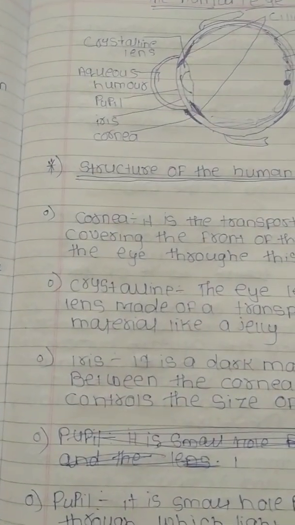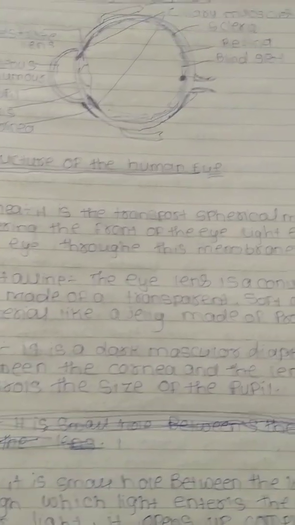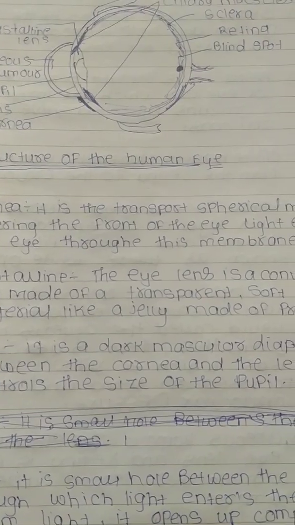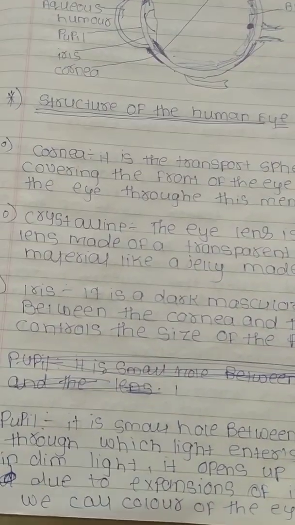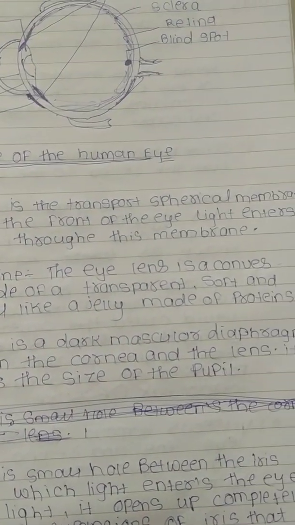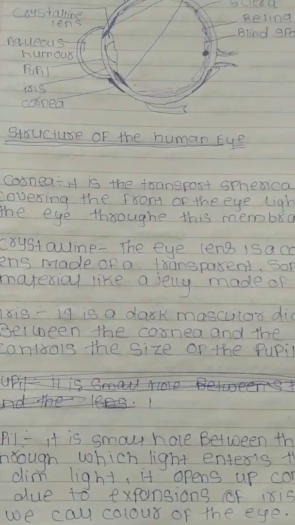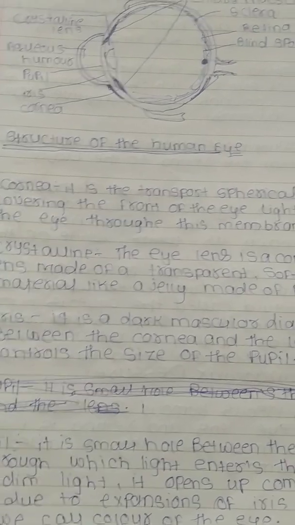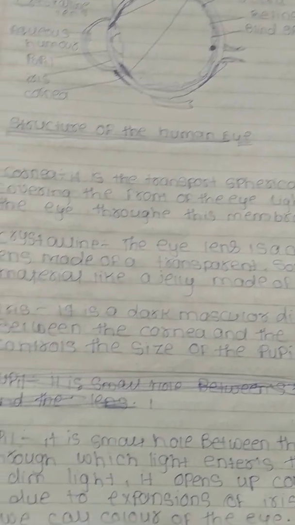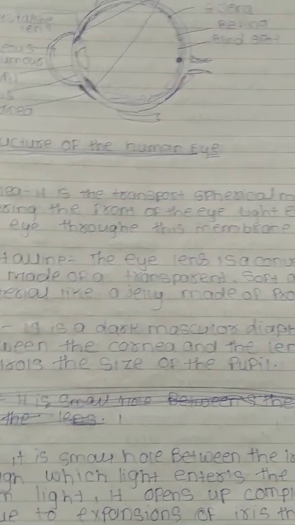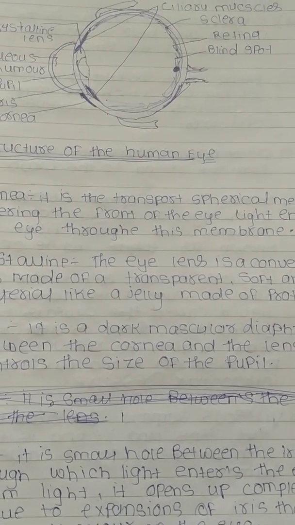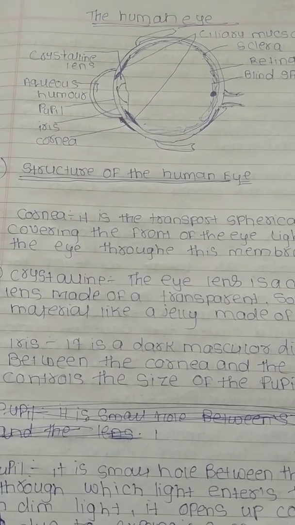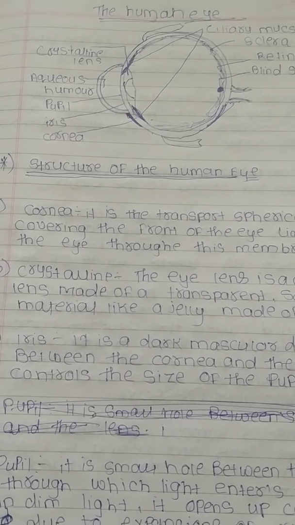Next is the crystalline lens. The eye lens is a convex lens made of a transparent, soft, jelly-like material made of proteins. This crystalline lens is made like a convex lens which is transparent, and it is a very soft part in the eye. This crystalline lens contains some proteins.